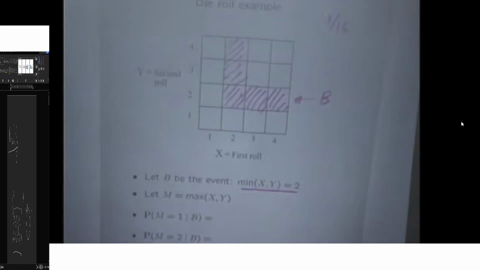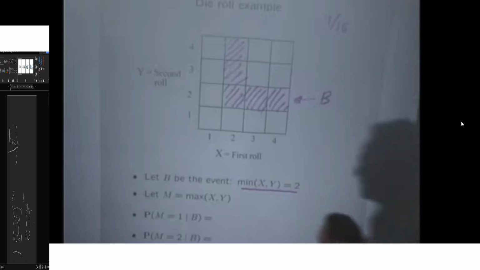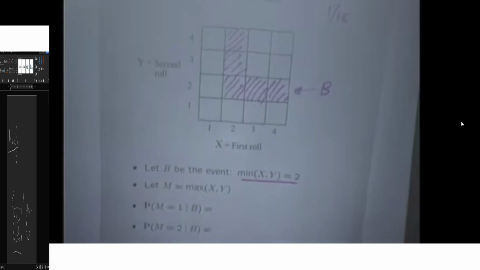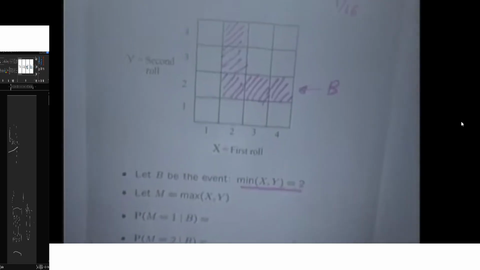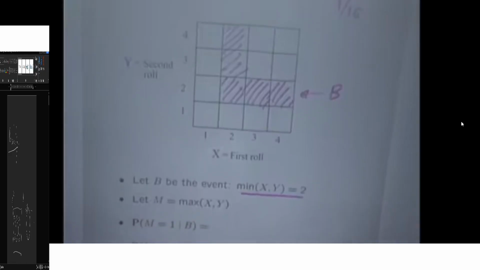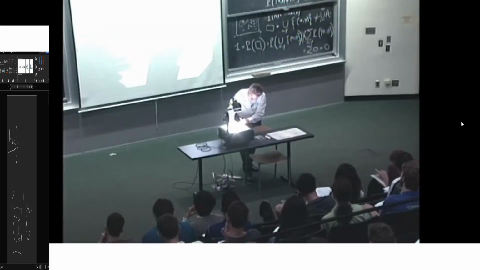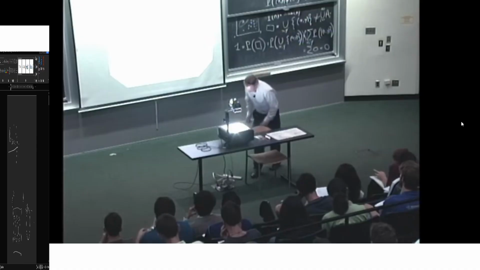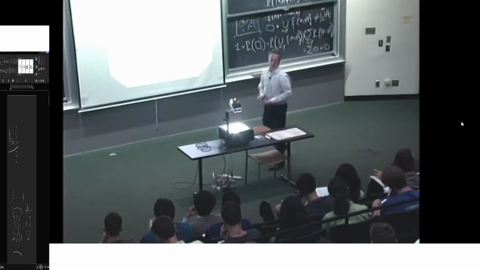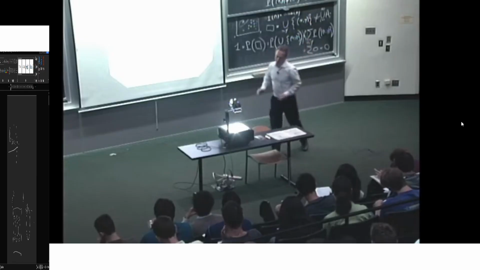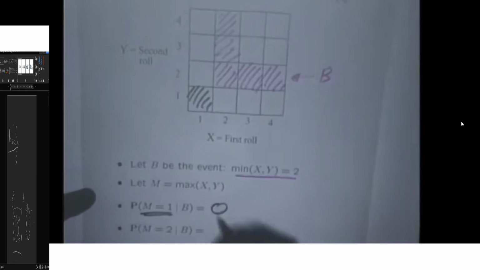The red event is the event B. And now we want to calculate probabilities inside this new universe. For example, you may be interested in questions about the maximum of the two rolls. In the new universe, what's the probability that the maximum is equal to 1? The maximum being equal to 1 is this black event. And given that we're told that B occurred, this black event cannot happen. So this probability is equal to 0.